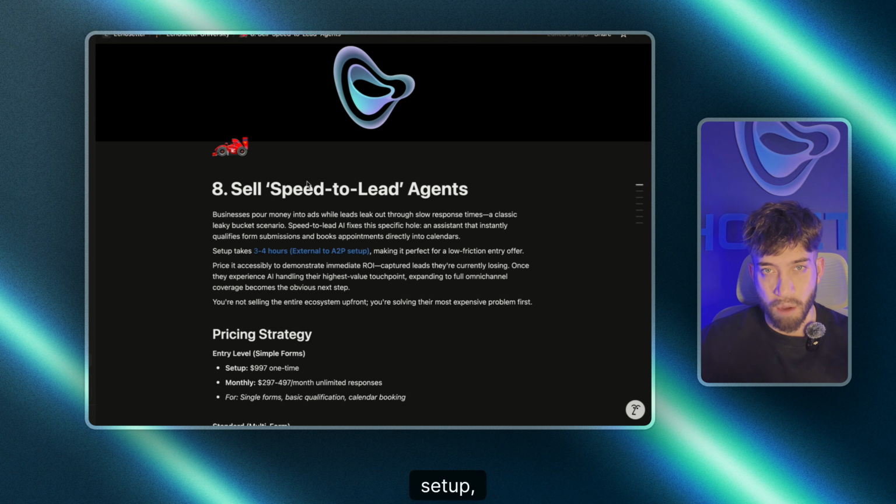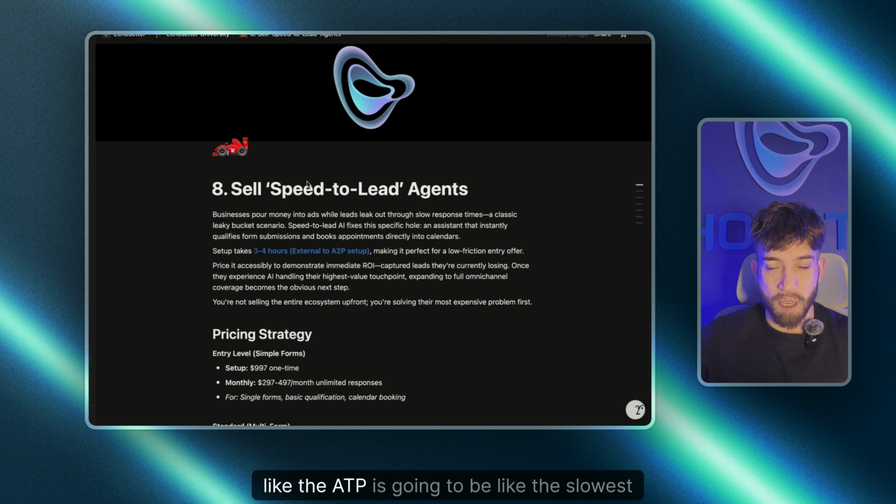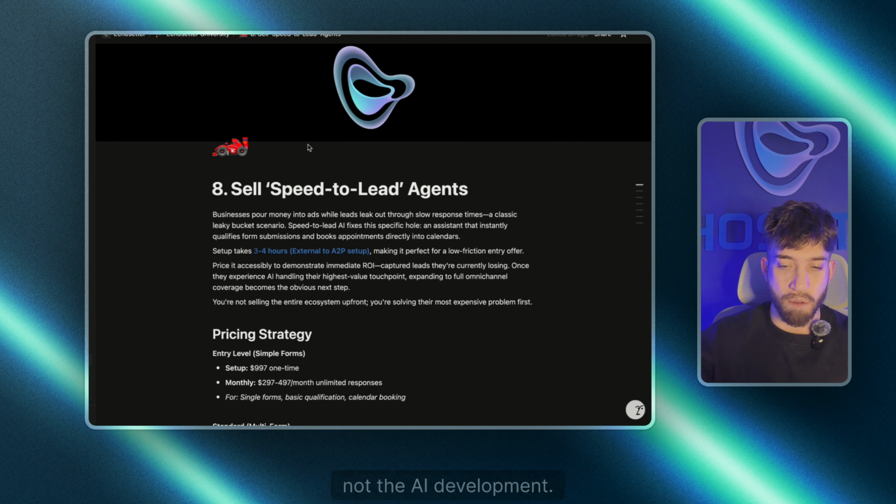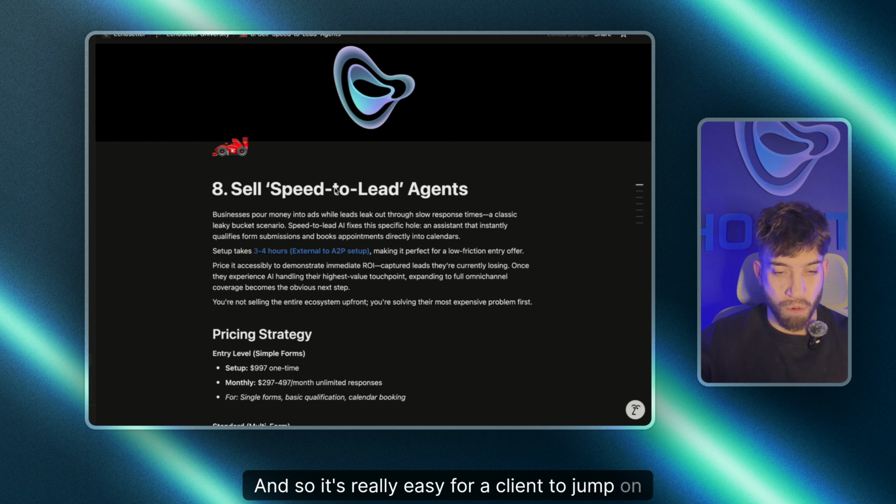That's external to the A2P setup, which can take a week. But either way, the A2P is going to be the slowest thing, not the AI development. And so it's really easy for a client to jump on board with this kind of thing.